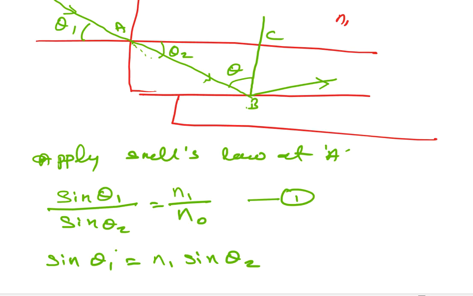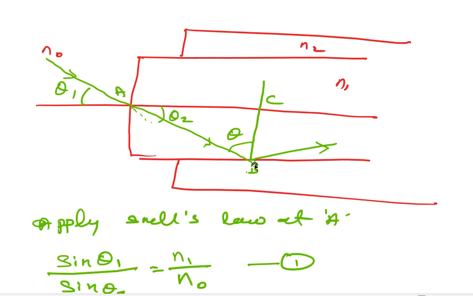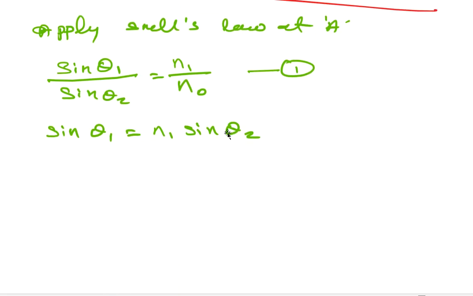Now just think of this triangle ABC. If you see triangle ABC, if you add θ2 and this 90 degree, the total angle will be 180 degree. So θ2 should be 90 minus theta. So from triangle ABC, we know that θ2 equal to 90 minus theta.